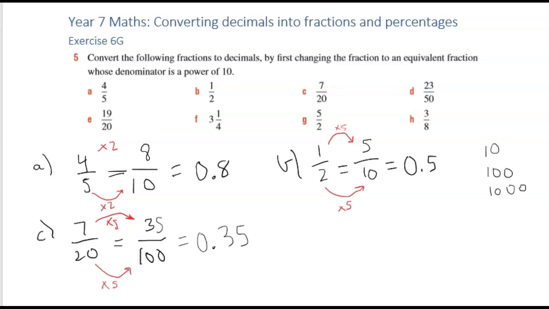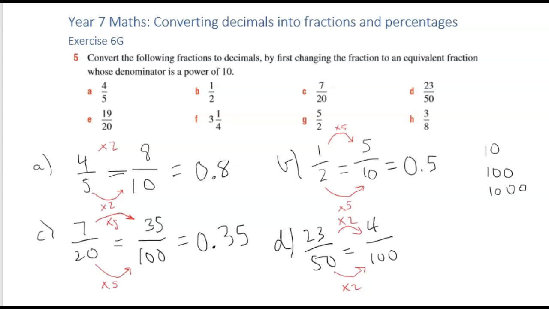And we can do D, 23 over 50. I'm going to do it all over 100. What do I multiply 50 by to get to 100? I multiply it by 2. So I do the same to the top. 23 times 2 is 46. So I'm going to have 0.46 or 46 hundredths.